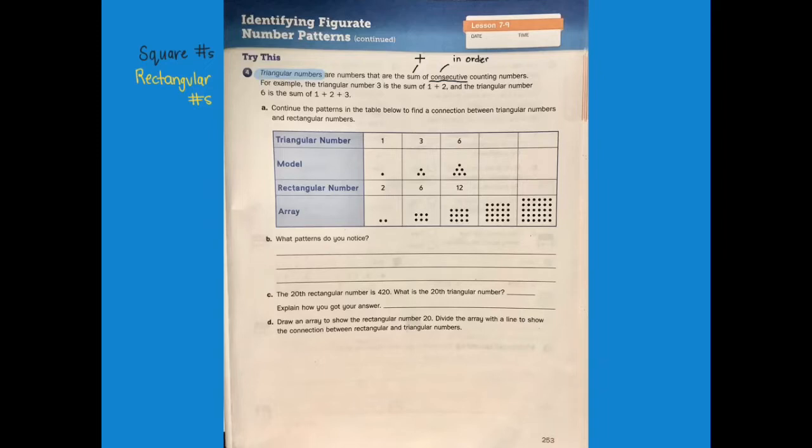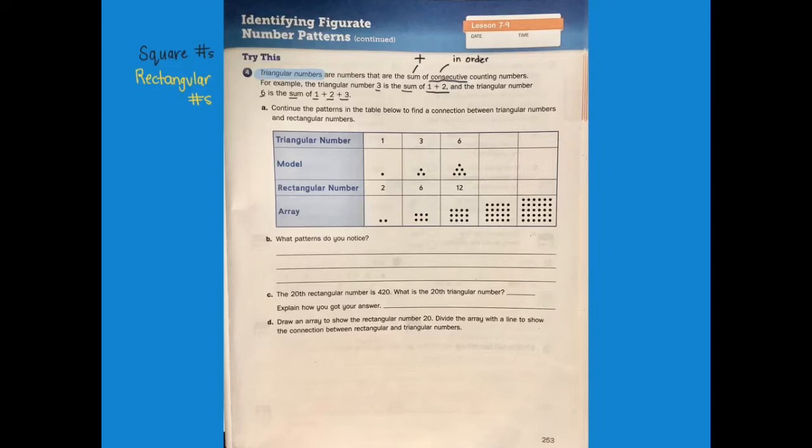For example, the triangular number 3 is the sum of 1 plus 2. And the triangular number 6 is the sum of 1 plus 2 plus 3. So let's think about that. When you add together 1 plus 2 plus 3, you're going to get 6, just like when you add together 1 plus 2, you're going to get 3. Now, this is going to make a lot more sense when we model it out. You're going to see that triangular shape actually take form.